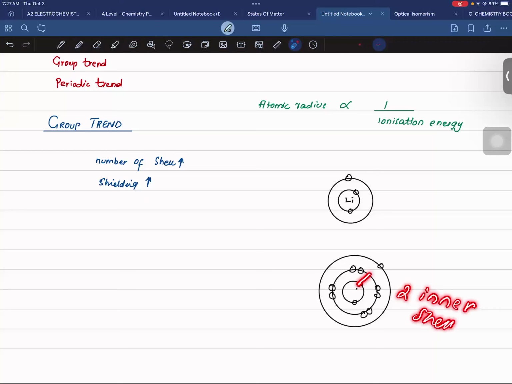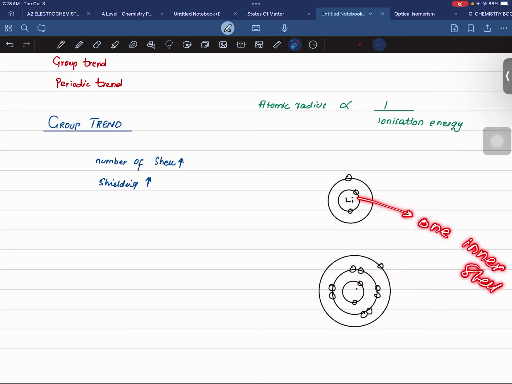What are inner shells? The shells between the outer electron and the nucleus. This is called the inner shell. And in lithium we have only 1 inner shell.